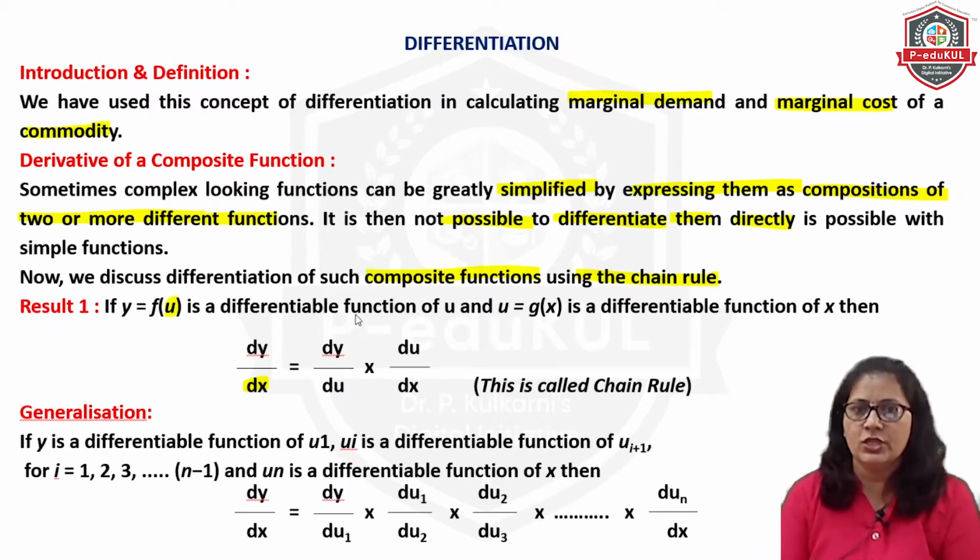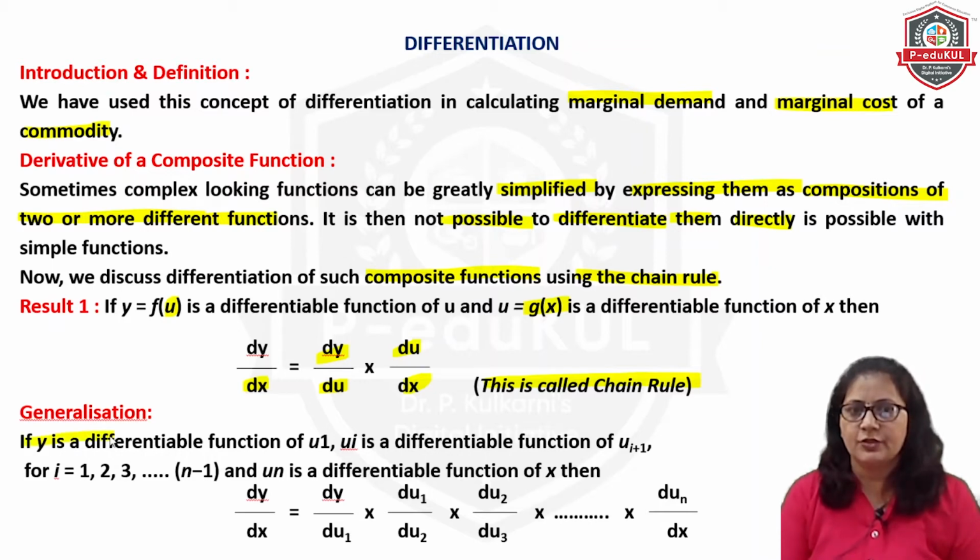So f of u is a differentiable function of u and u is equal to g(x). Then how do we do that? dy by du into du by dx. This is a very important law which is called the chain rule. Then the next is the generalization of the same rule.